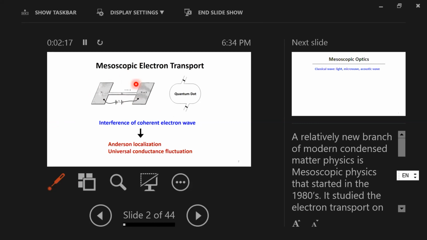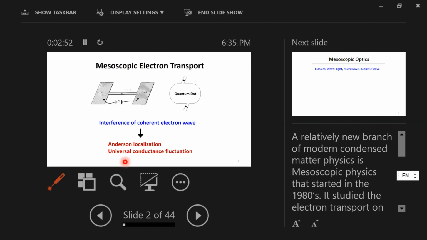For example, in a small nanowire or in a quantum dot. Because the size of the system is smaller than the dephasing length or decoherence length of the electron at a low temperature, the interference of coherent electron waves becomes important. And that can lead to very famous phenomena. I think you may have heard already: Anderson localization or universal conductance fluctuation.